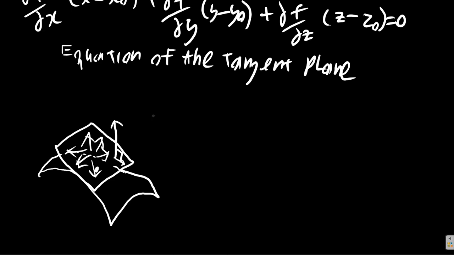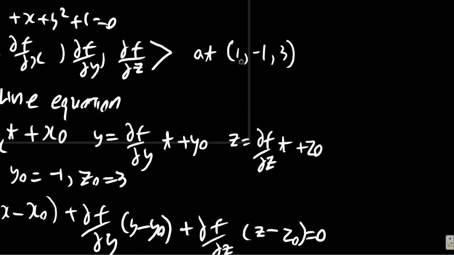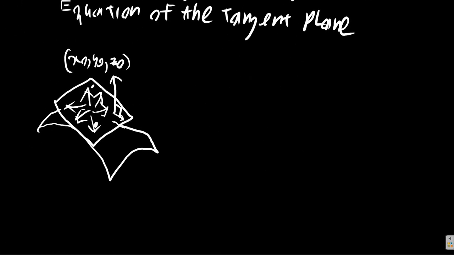Then the dot product between this vector and the vectors on the plane must be 0 because they're 90 degrees apart. Now, if you have a specific point which you call x0, y0, z0, which in this case is our specific point here, 1, -1, 3, and you consider any general point x, y, z, it could be anywhere.